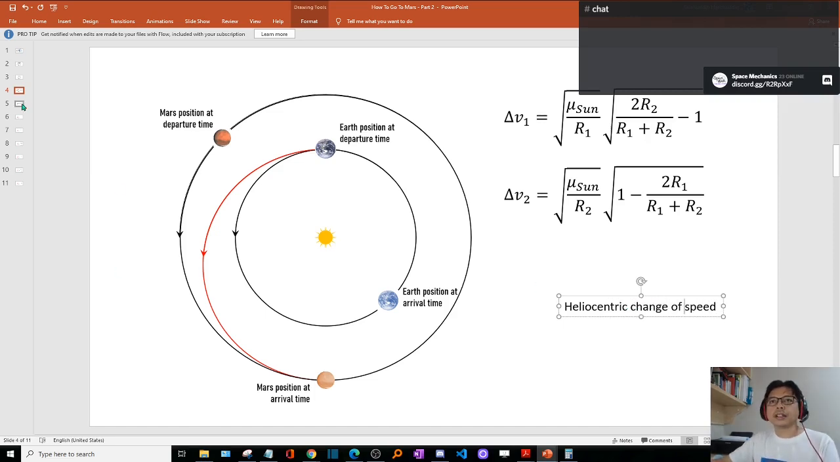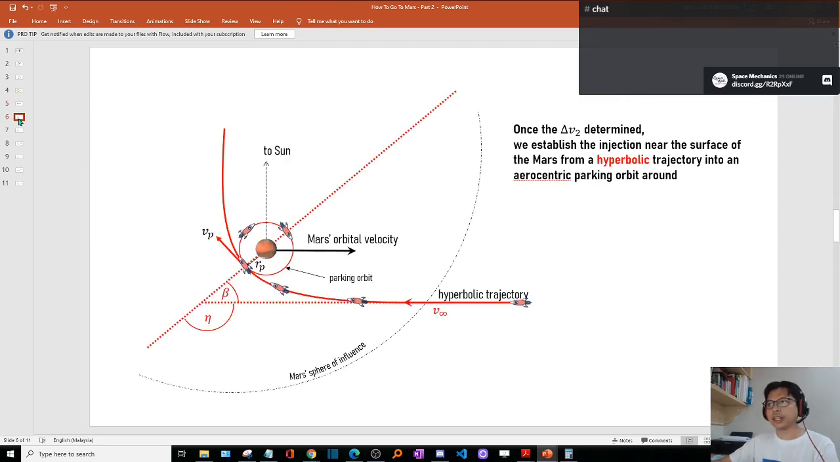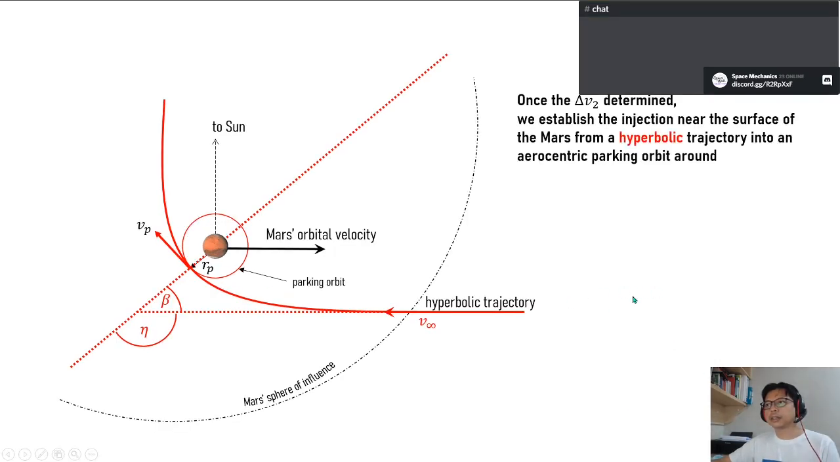All right. So now we have departed from Earth. What to do when we arrive in Mars's orbit? This was the question yesterday. As usual, we are coming in on a hyperbolic trajectory. What we want to do is get into the parking orbit.